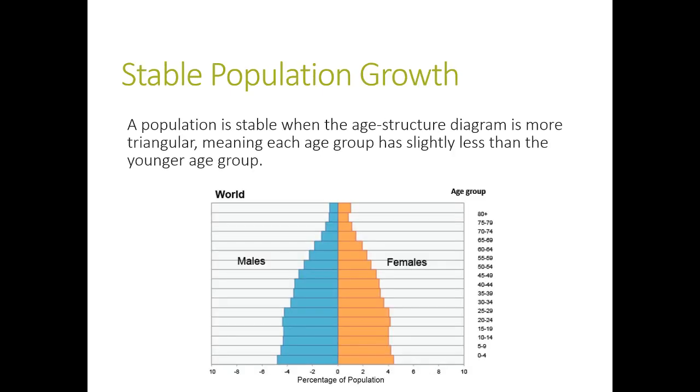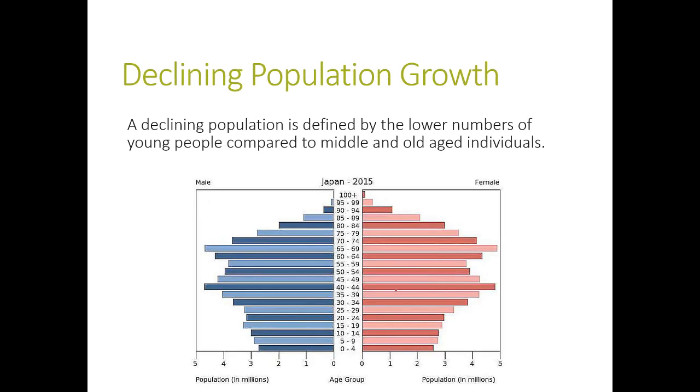A more stable population growth is usually when you see a more triangular group. Each age group is slightly less than the younger age before it, but we don't see a rapid amount of births or deaths happening. We just see a fairly normal triangular type of shape. And then the last type is a declining population group, and a declining population is actually defined by the lower numbers of young people compared to middle-aged and old-aged.